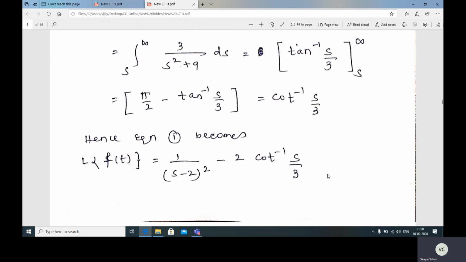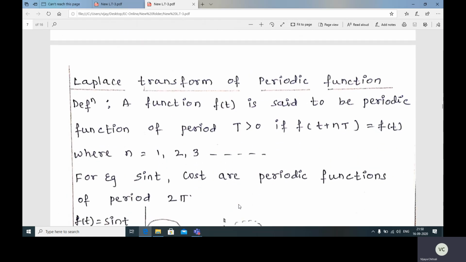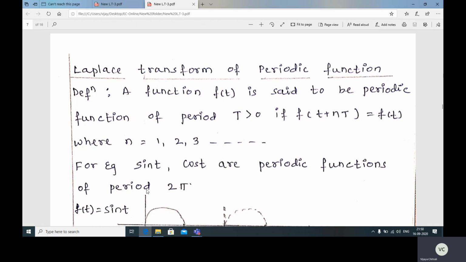So this completes the properties and examples using properties, right? Next, we'll move on to periodic functions. One of the important concepts here is the Laplace transform of a periodic function.